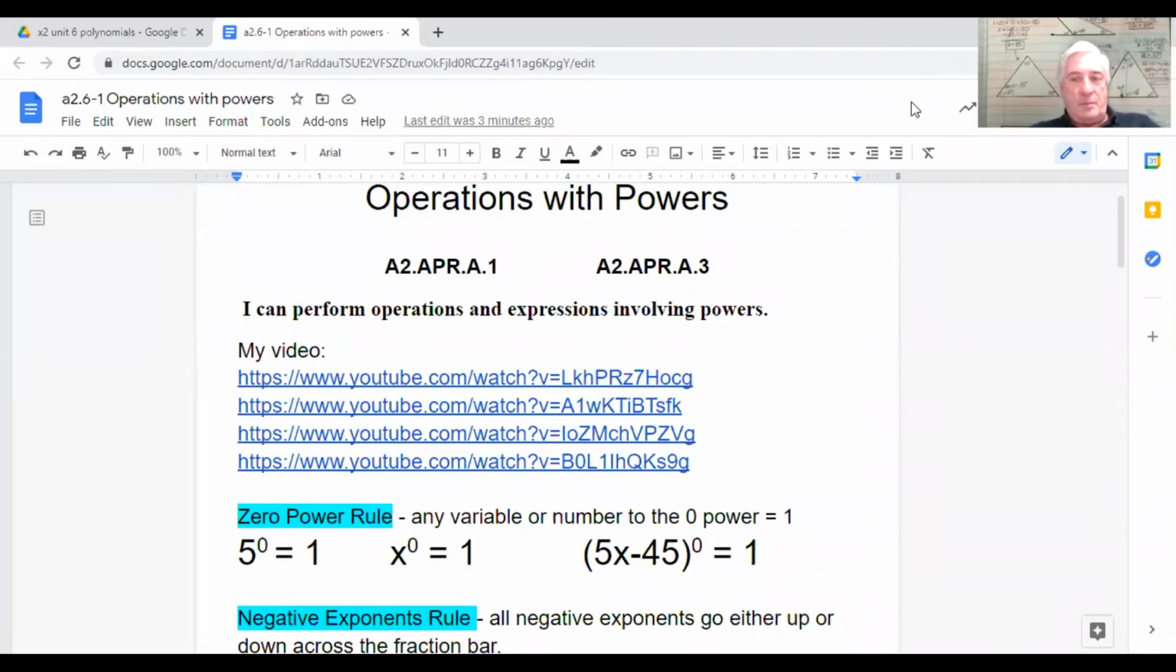This is operations with powers. And by powers, I mean exponents. Here we have a 5. That's the base. The 0 is the exponent. It raises it to a power.